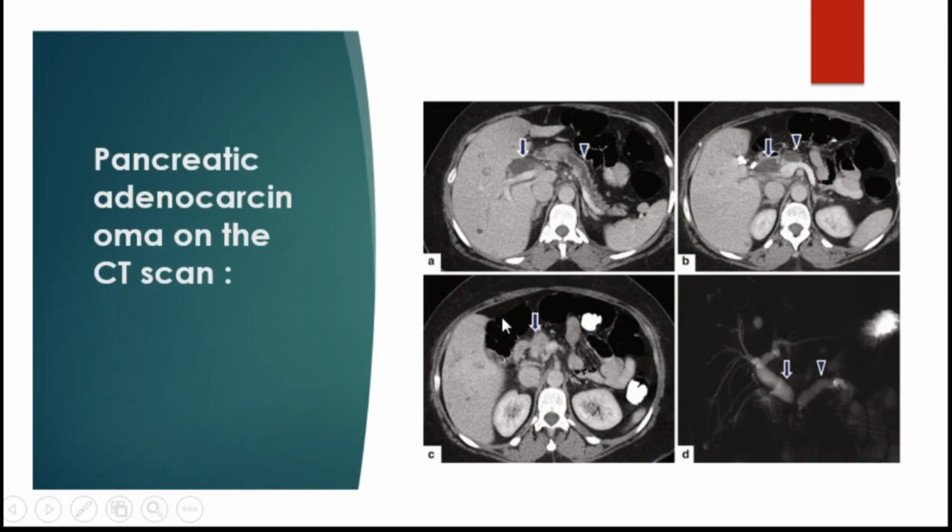Okay, and this is adenocarcinoma on the CT scan. There we can see the tumor in the head. Also there is the tumor obstructing and dilating the duct here. And what about this thing here? Also there is marked dilatation of the pancreatic duct, here.